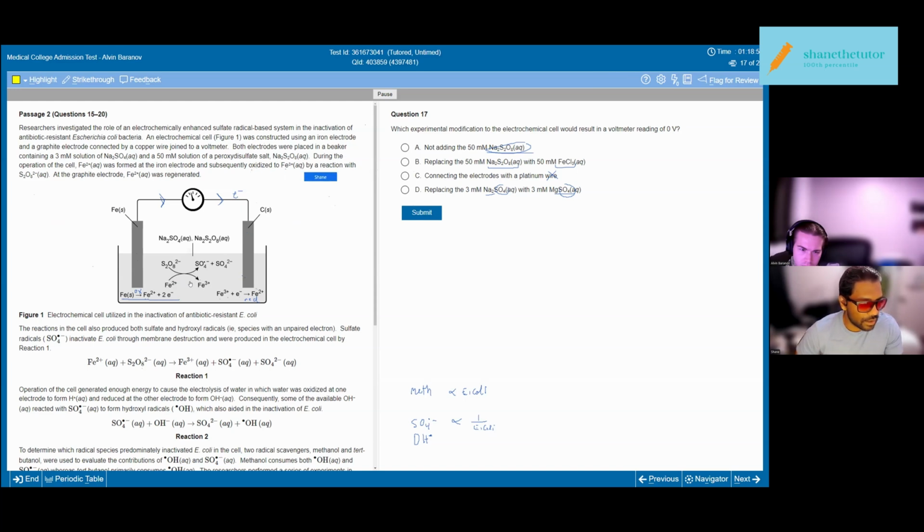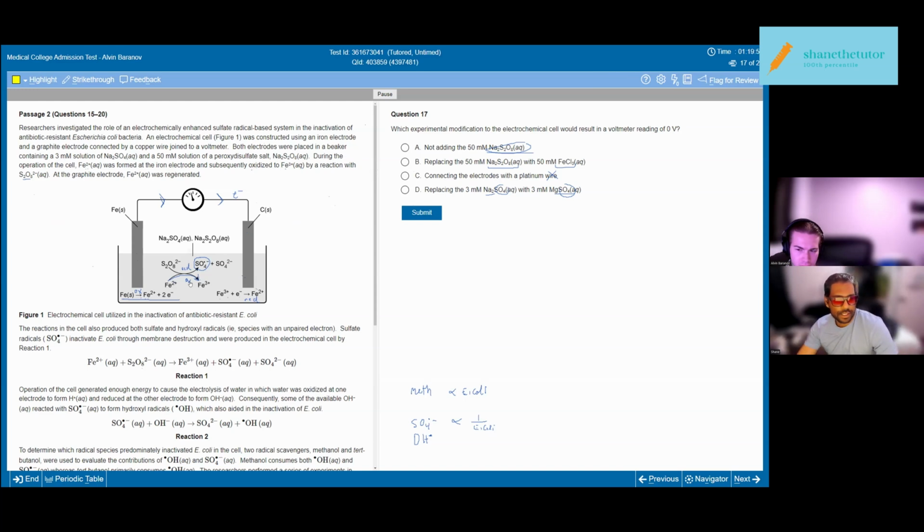So, during the operation of the cell, Fe2 plus was formed at the iron electrode, that's here, subsequently oxidized to Fe3 plus by a reaction with S2O8 2 minus. That's what's happening here. And so here we see that the Fe gets oxidized, which means that the S2O8 2 minus should be reduced, right? And as it gets reduced, it forms this free radical, right? The sulfate radical. We know that. So that's what's kind of happening here.